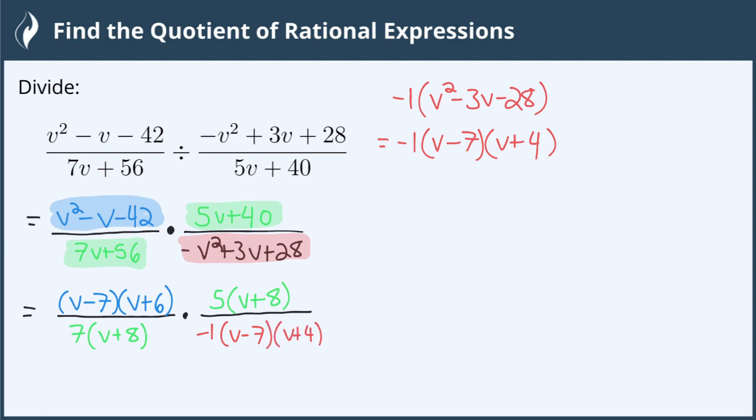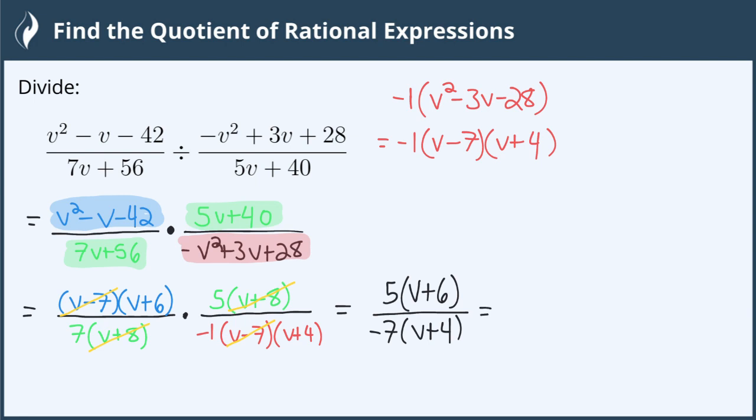And now you can think of it essentially as one fraction and see, is there anything that cancels? Well, in fact, there are multiple things. V minus 7 is going to cancel on the top and the bottom. Similarly, v plus 8 is going to cancel on top and bottom. This leaves us with v plus 6 and the 5, which I'm going to put in front here on the top. On the bottom, we see that we have a 7 and a negative 1. When we multiply those together, we end up with negative 7, and then we still have our v plus 4 as well.